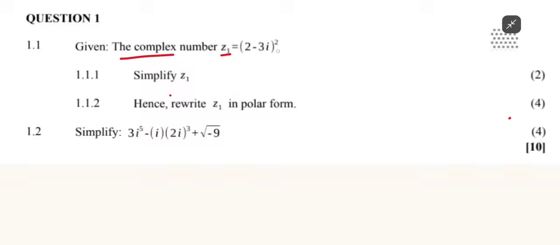This is the same as your binomial from your math. If you know, this is the same as (2 minus 3i) multiplied by (2 minus 3i). So this is the same as like that.